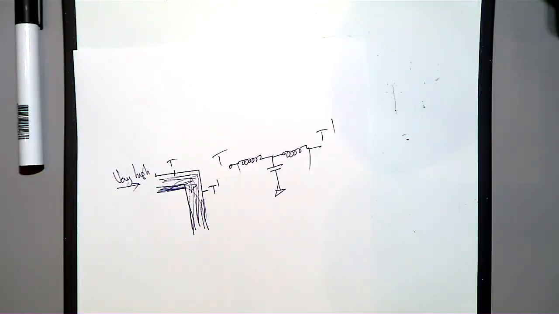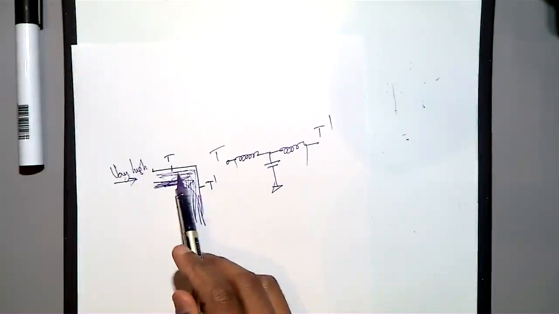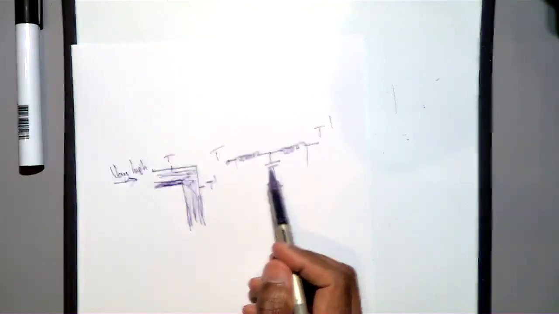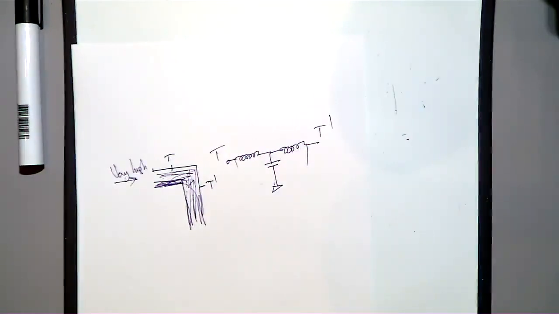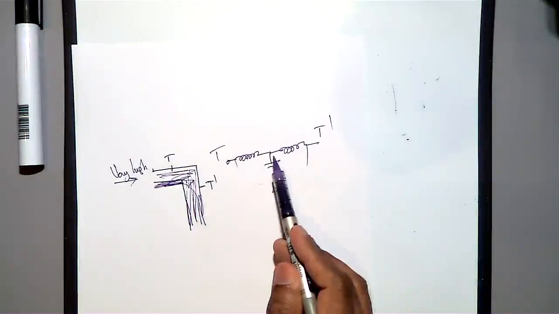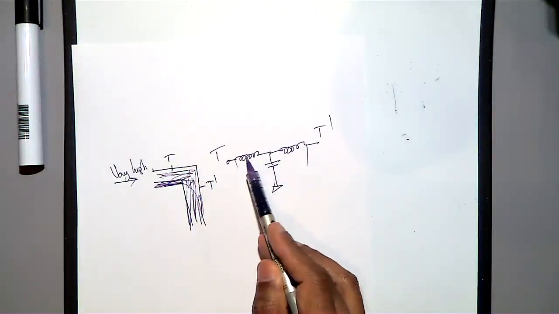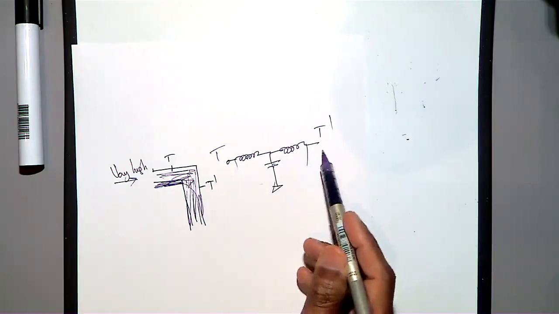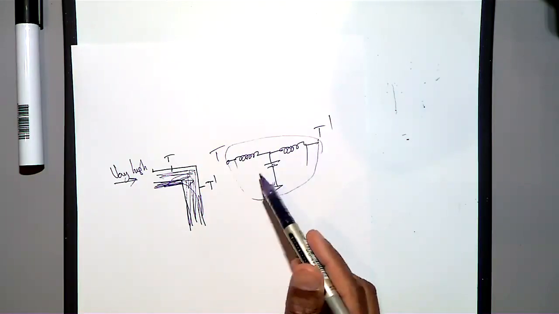So at high frequencies, the high frequency signal will see the 90 degree bend as something like this: two inductors and in the middle a capacitor. This will create a lot of issues. Inductor, then capacitor, again inductor. That's how the high frequency signal sees it. So that is a problem.